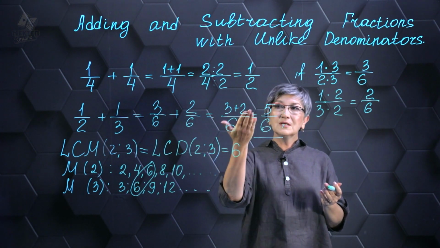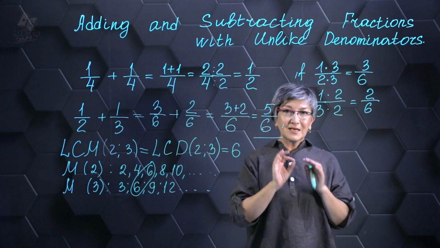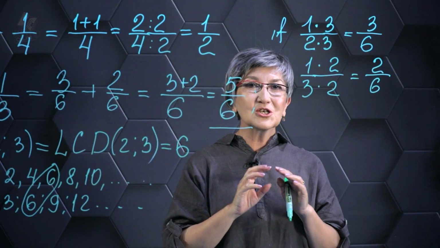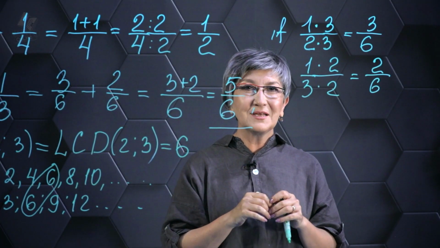Then we simply sum up our numerators. Therefore, here's the method we will use to add fractions that have different denominators.